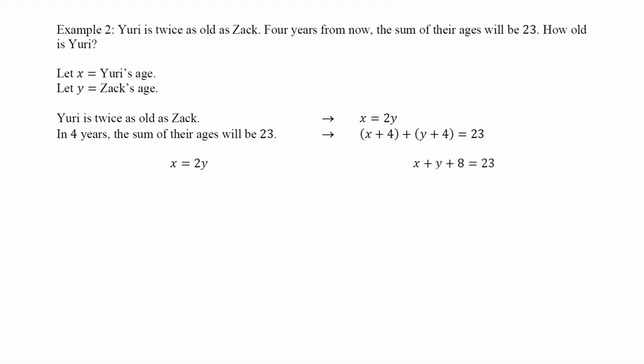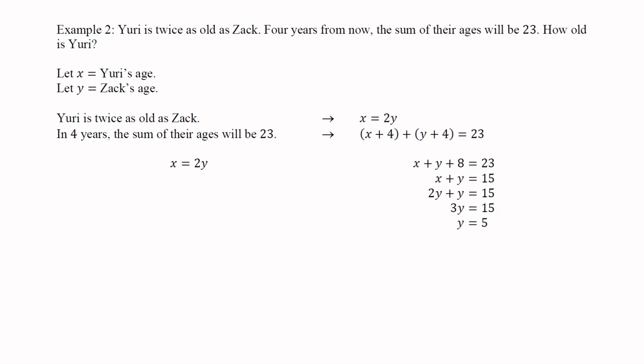So now let's take our 2 equations and let's solve one of them. We'll use substitution here. So the second equation, x plus y plus 8, because we have 4 plus 4, equals 23. We combine our like terms, and then we subtract 8 from each side, and then we can substitute 2y in for x, because x is already solved for 2y in the other equation. Combine our like terms, we get 3y equals 15, and so divide each side by 3, and you get y equals 5.